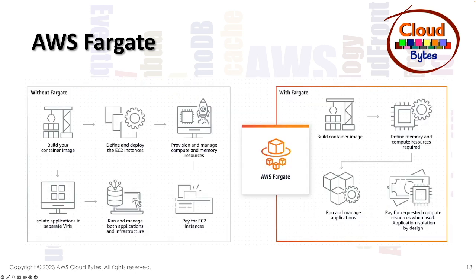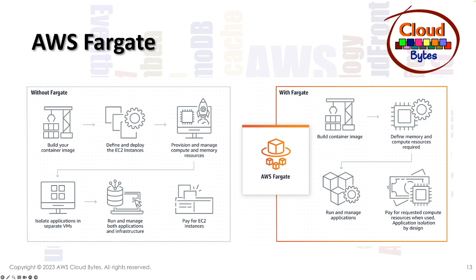On the left side, you have a picture which says, without Fargate, what all things you have to do. You're going to build a container image, then you have to have an EC2 or on-prem server where you want to deploy this as, say, a Docker container. And then you have to provision and manage the compute resources. If you're hosting it as a VM, you'll have to have a VM management software, which means isolate the application in separate VMs, and then you have to run and manage both the infrastructure as well as the VMs.